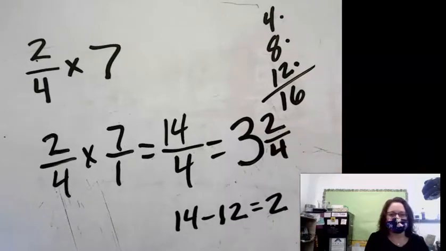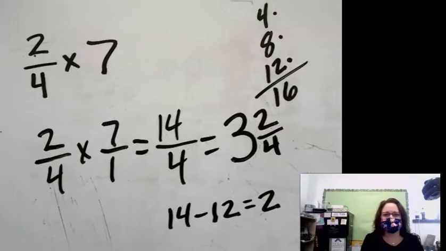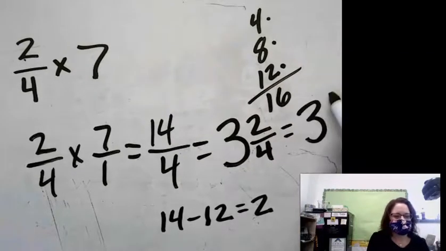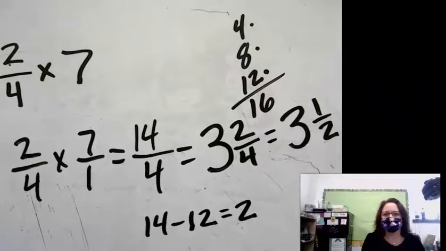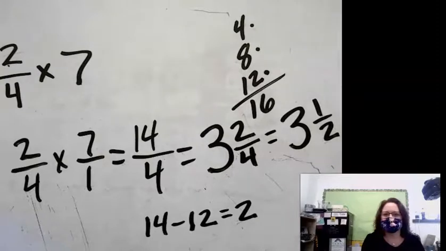So 2/4. 3 and 2/4. Okay, what's an even simpler way we can say that? Right, 3 1/2. Good job. Because we know that 2/4 is equivalent to 1/2. 2 divided by 2 is 1, and 4 divided by 2 is 2. Good job.